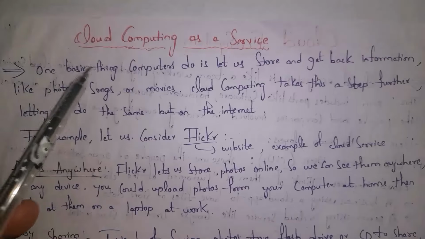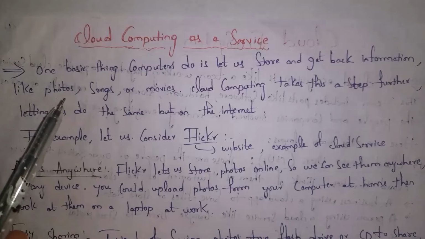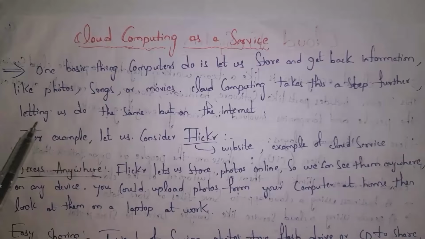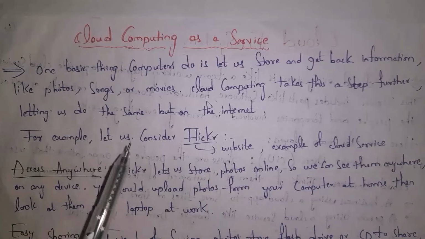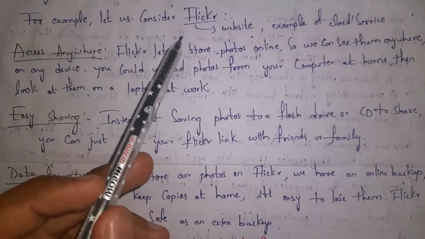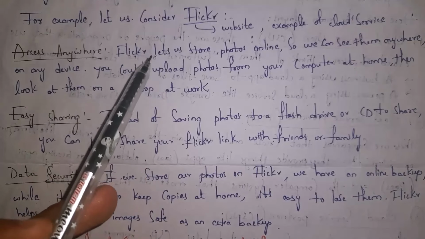One basic thing a computer does is let us store and get back information like photos, songs or movies. Cloud computing takes this a step further, letting us do the same but on the internet. In the same way as a computer, in cloud computing, we can store and access data on the internet itself. Guys, for example, if you consider the Flickr website, Flickr is a cloud-based website. We can store photos online and we can also share those photos.